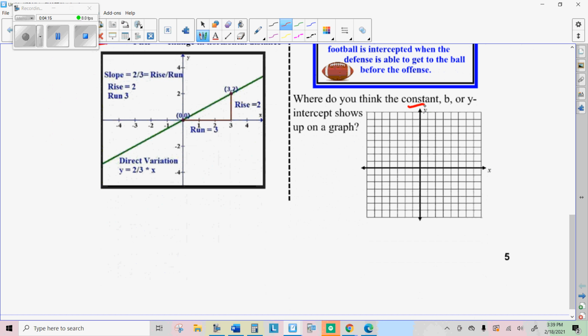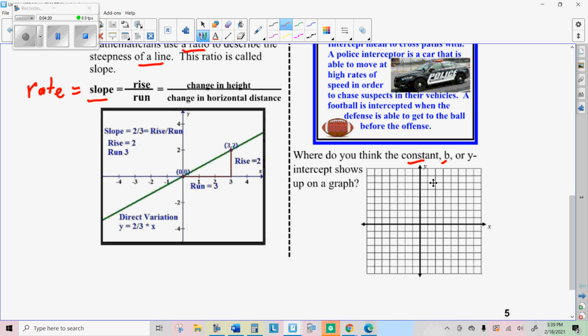Why do you think the constant b or y-intercept shows up on a graph? Well, it shows up where the graph crosses the y-axis. And I'll just show you that real quick here. Let's say I have a real simple equation like 2 times x plus 3. And I make a table of values. If x is 0, I'm going to do 2 times 0 plus 3. 2 times 0 is 0, plus 3 is 3. If x is 1, 2 times 1 is 2 plus 3 is 5. 2 times 2 is 4 plus 3 is 7.